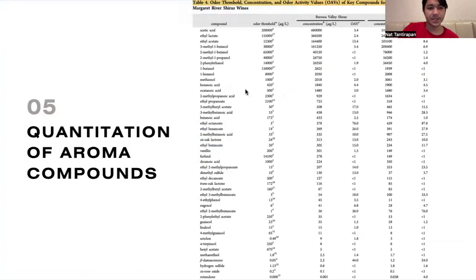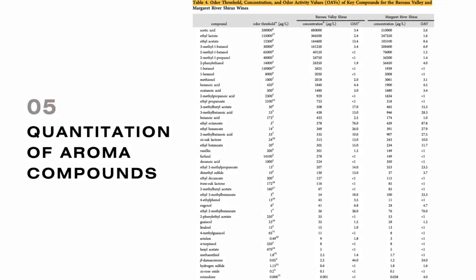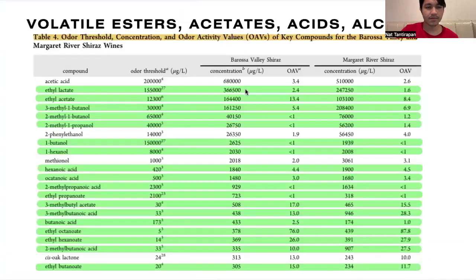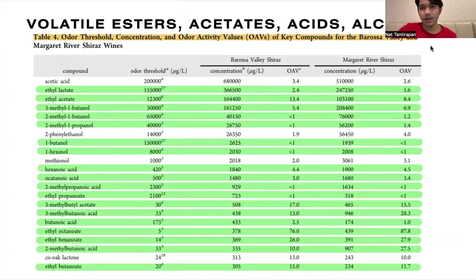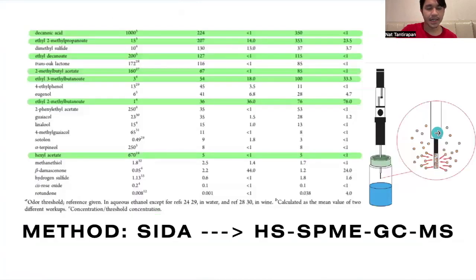Next will be the part on quantitation of aroma compounds. We'll be mostly focusing on Table 4, which includes the concentrations of the Barossa Valley Shiraz and the Margaret River Shiraz. On the first paper, we'll be discussing the volatile esters, acetates, acids, and alcohols. All the compounds of interest are highlighted in green on this page and this page. The method they used is a stable isotope dilution assay with headspace solid phase microextraction to GC-MS, and here is the diagram.